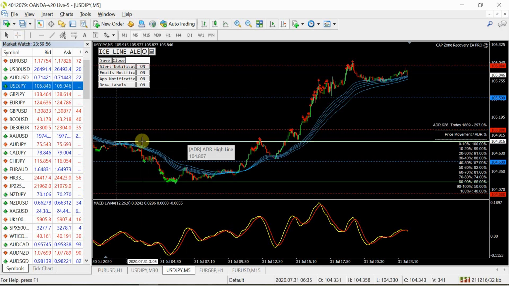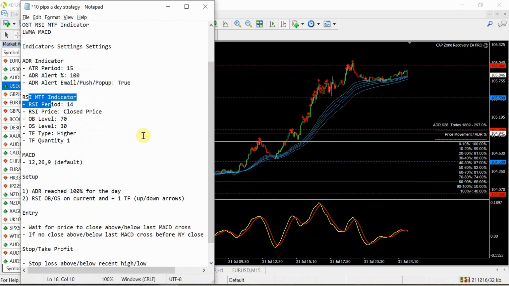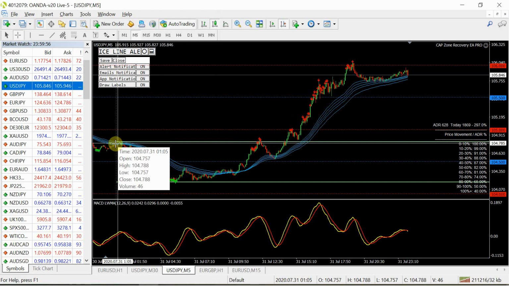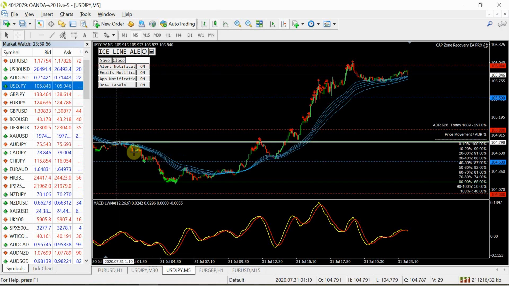What I said is, if I go back to this, we are looking for the ADR to reach 100% and the RSI to be overbought or oversold. So if we look at this high of the day and price action started here, look over here, and we look at the ADR over there at 626.